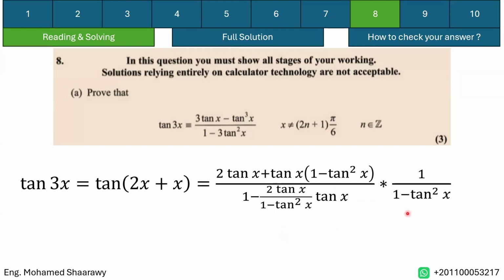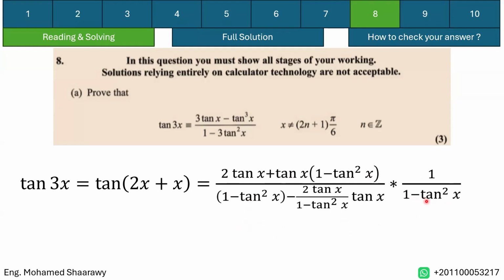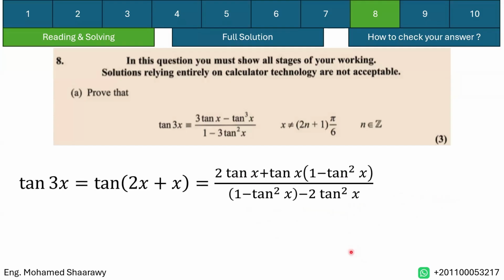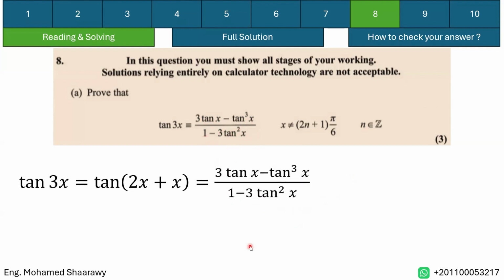The same thing downside, 1 minus tan squared x times 1 is just the same. And 1 minus tan squared x is multiplied by this term, this will cancel out, and 2 tan x multiplied by tan x will be 2 tan squared x. Now I can get to this form easily. It will be 2 tan x plus tan x, this will give me 3 tan x, and tan x multiplied by negative tan squared x will give me negative tan cubed x, which is this one. Actually, here also, 1 minus tan squared x minus 2 tan squared x will give me 1 minus 3 tan squared x, and this is the one. Okay, and that's my answer.